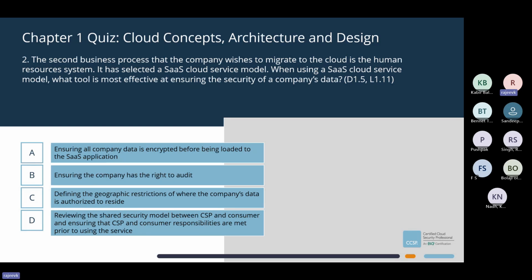Okay. Don't you think this D option is the most suitable as well? Reviewing the shared responsibility model, because in SaaS, what is happening? Most of the responsibility is done by the cloud provider. Okay. So what it is saying, a company is trying to migrate the human resource system, right? So when you're using a cloud service model in SaaS, what is most effective in ensuring the security of company data? So first we can review the shared responsibility model between CSP and consumer and ensure that CSP and consumer responsibilities are met prior to using the service.